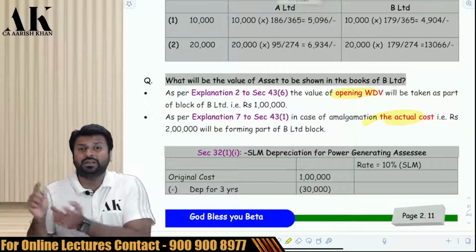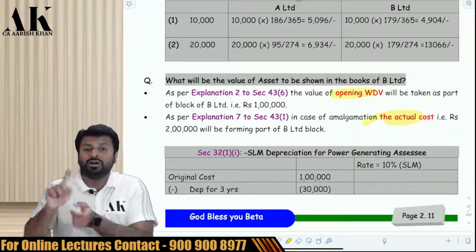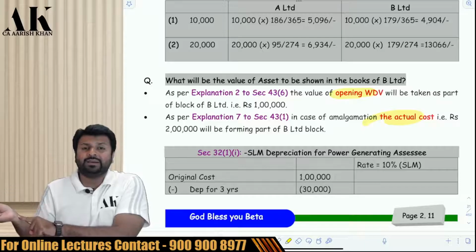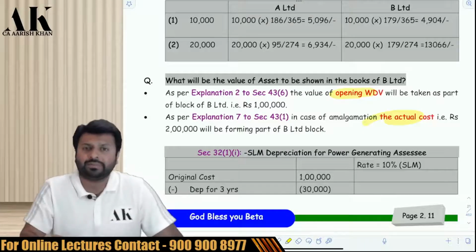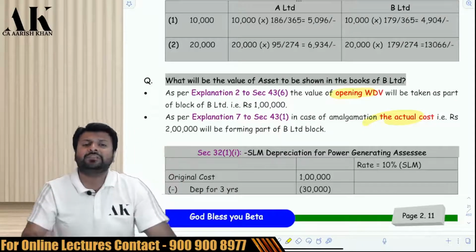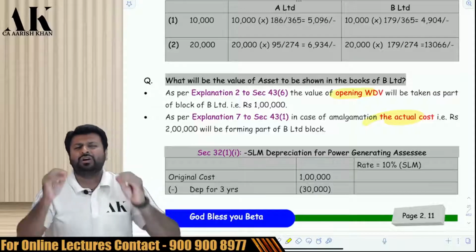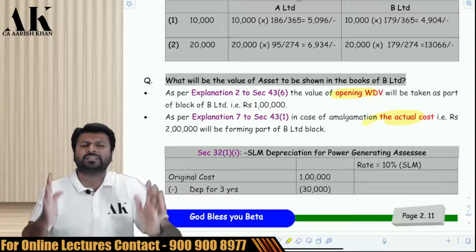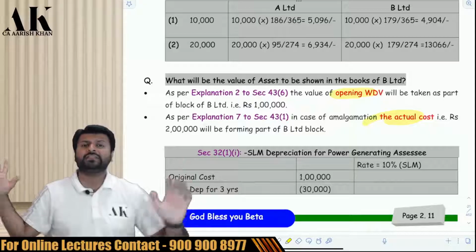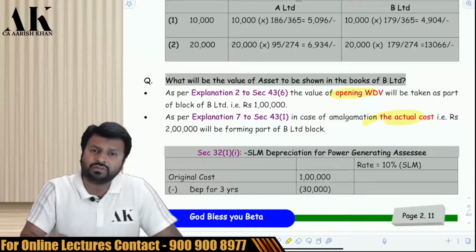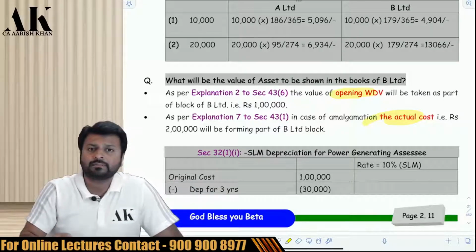WDV. Be very careful. Here, there is no loophole in the law. The opening WDV in the hands of the amalgamating company will become the actual cost in the hands of the amalgamated company. This is an additional benefit given by the government of India in case of amalgamation, because the government treats amalgamation as a very special case, and there are a lot of benefits given to amalgamation, which we will see in the chapter of taxation of amalgamation later on in capital gains. This is one amongst them.